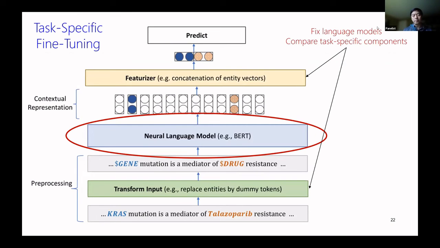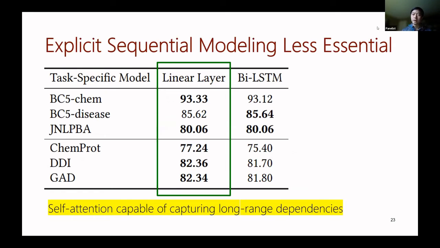So we also tried to look at the task-specific layers. For example, how do you transform the input and how do you featurize on top of BERT, right? So we looked at those components by fixing the PubMedBERT. And what we find is that the self-attention mechanism in the transformer model in BERT is very, very powerful in capturing long-range dependency. So therefore, you can simplify some of this task-specific layer, and that would make the learning and prediction faster and better, right?